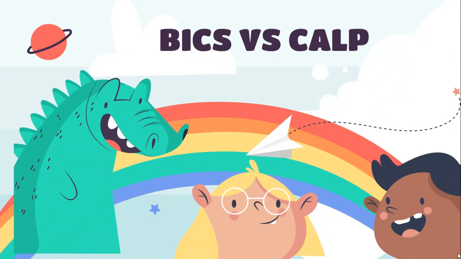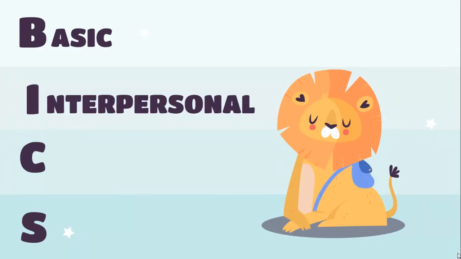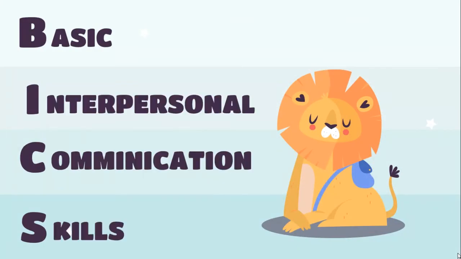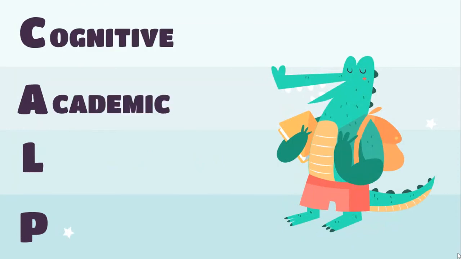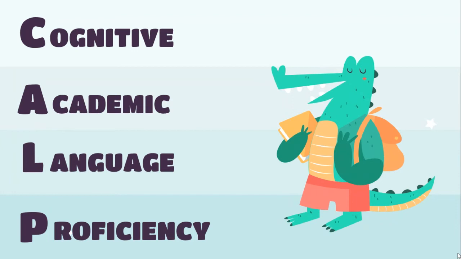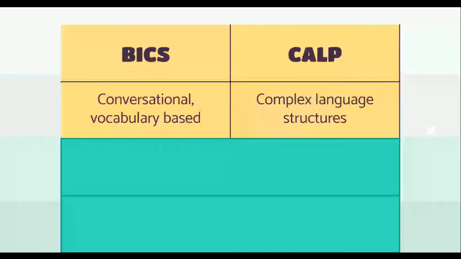We have the BICS versus the CALP mode. So what is BICS? It's basic interpersonal communication skills. Then you have CALP, which is cognitive academic language proficiency. So let's compare these two with the basis of language acquisition.